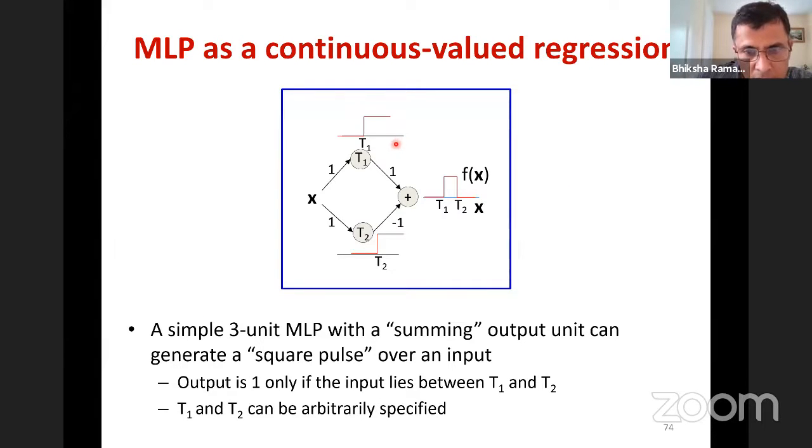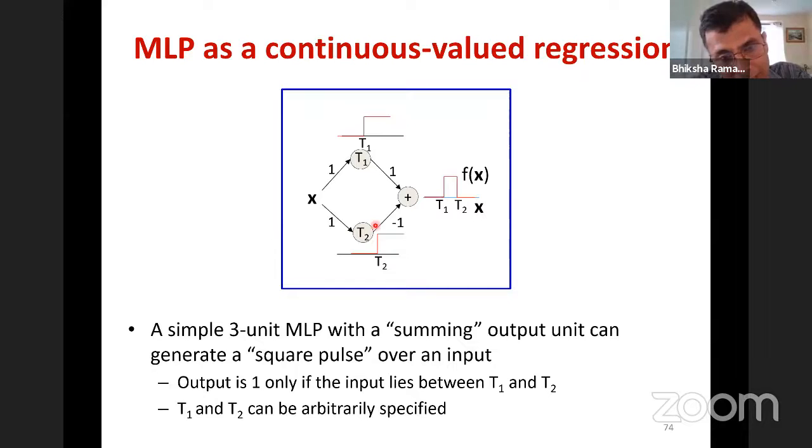This is a simple 3-unit MLP where the final neuron doesn't perform any threshold, it simply sums the input. This first neuron over here, T1, fires if the input exceeds the threshold T1. The second neuron fires if the input exceeds the threshold T2. T1 and T2 connect to the output with weights 1 and -1. So when the input is less than both T1 and T2, the outputs of both T1 and T2 are 0, so the final output is also 0. If the input is greater than T1 but less than T2, then the first neuron is going to fire an output of 1. The second neuron is going to output a 0. So the sum of the two is going to become a 1.